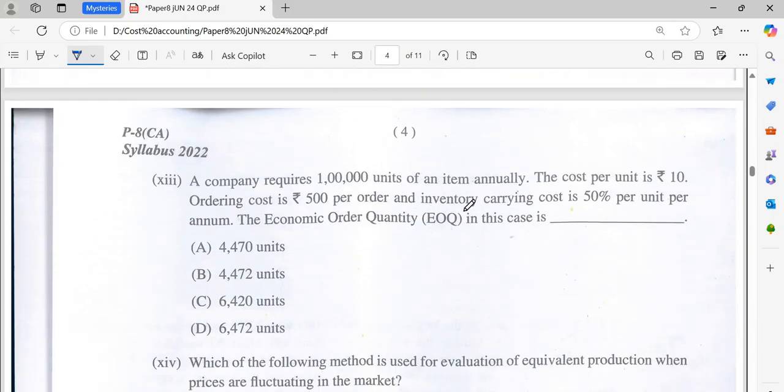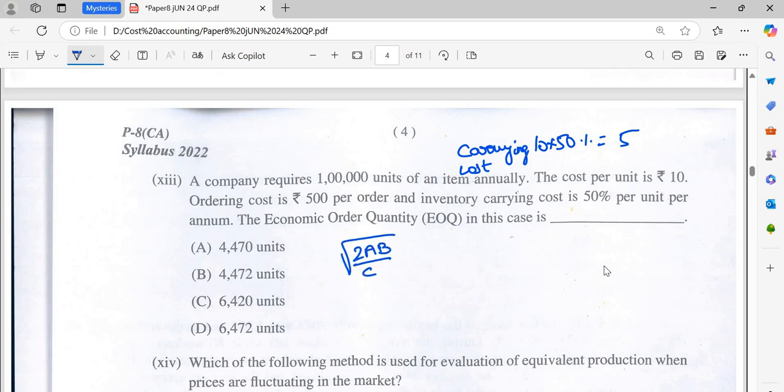The company requires 1 lakh units of an item annually. The cost per unit is 10 rupees, ordering cost 500 rupees per order, inventory carrying cost 50%. So inventory carrying cost will be 10 into 50%, that is 5 rupees. What will EOQ give? Root of 2AB divided by C, where A is annual demand, B is buying cost per order, C is carrying cost.